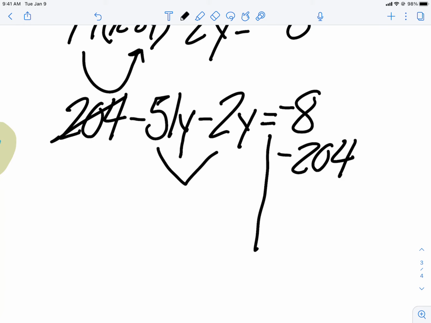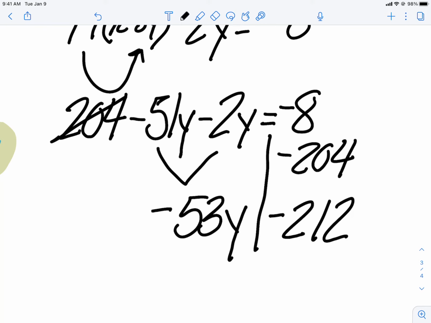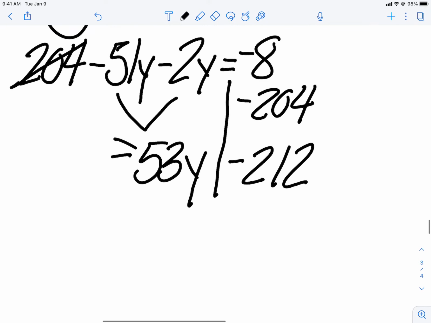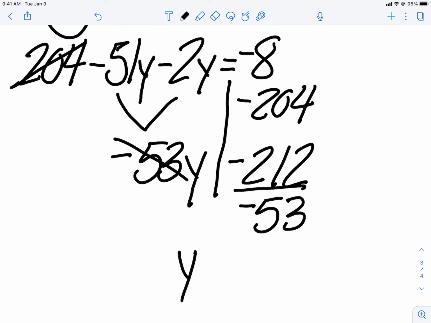And these two dudes are like terms. They go together, because they're both y's. Negative 51 and negative 2 is negative 53. Negative 8 and negative 204 are the same sign, so I'm going to add those two as well, and I get negative 212. The opposite of multiplying by negative 53 is dividing by negative 53. So I get y is equal to 212 divided by 53 equals 4.